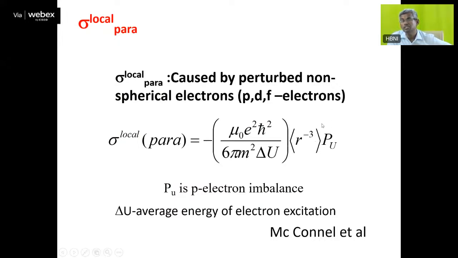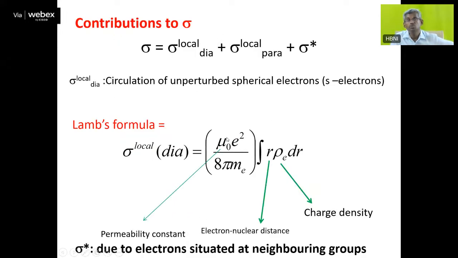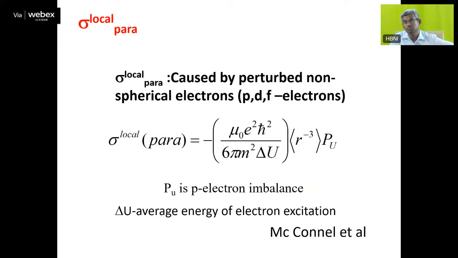Suppose you have PO linkages. The bond order of the PO linkages is decided by the P electron imbalance, a terminology related to the bond order. Another important thing is that a minus sign is there. Once this parameter increases, the negative paramagnetic contribution increases, and then sigma becomes less, because the local diamagnetic term is plus and the local paramagnetic term is minus. So once the paramagnetic contribution increases, the shielding decreases and the chemical shift value becomes more and more positive.